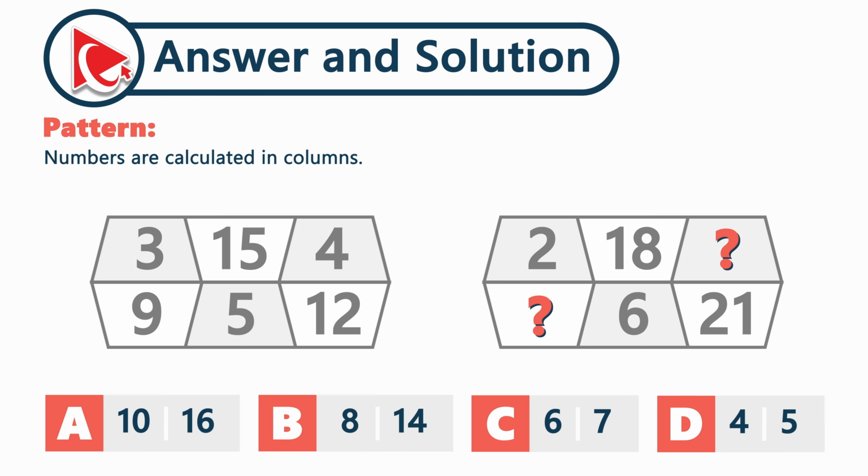Numbers here are calculated in columns. First column has numbers 3 and 9. How can you get from 3 to 9? I think you know the answer. You need to multiply 3 by 3. 3 by 3 equals 9.